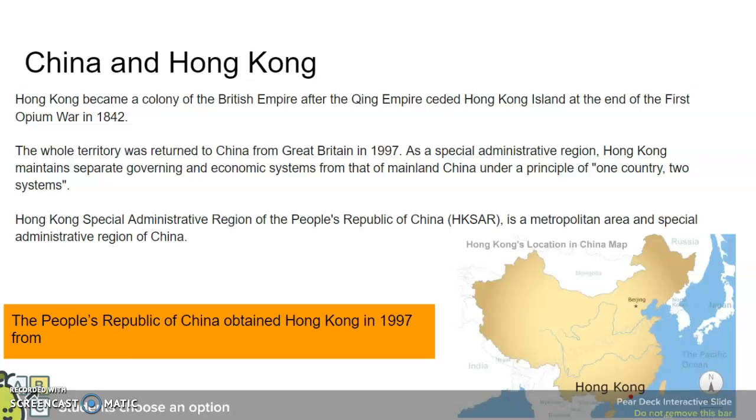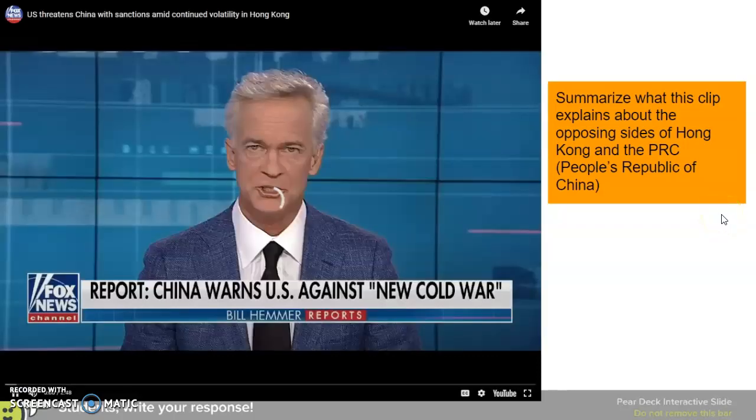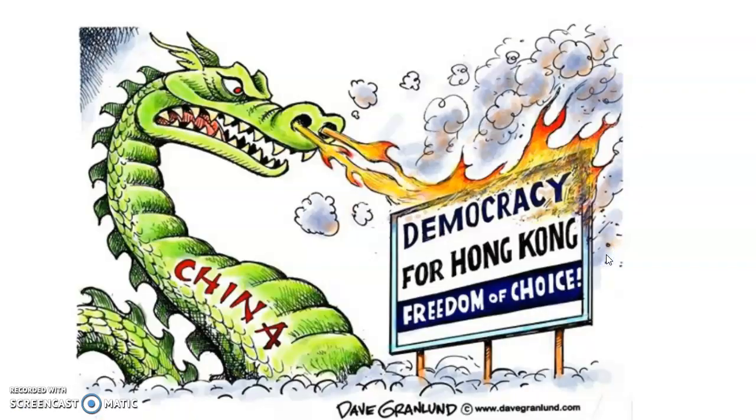Hong Kong Special Administrative Region of the People's Republic of China is a metropolitan area and a special administrative region of China. The question is, the People's Republic of China obtained Hong Kong in 1997 from? Summarize. China warning the U.S.